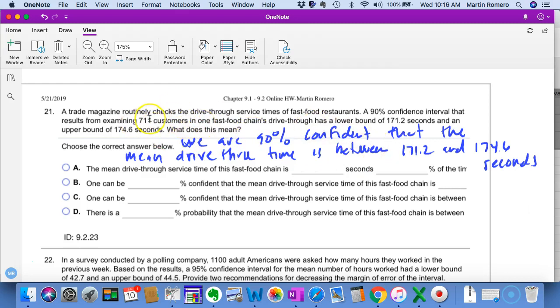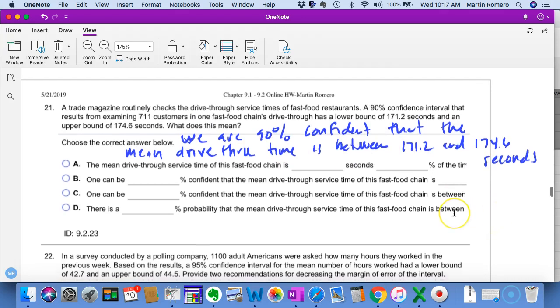And so using the sample of 711 customers, we are 90% confident that the mean drive-through time for the population of all customers would be between 171.2 and 174.6. We don't know what it is because we can't check all the population. So that's why we can only say we know it's between those values with a 90% level of confidence. And so that's what we would say.